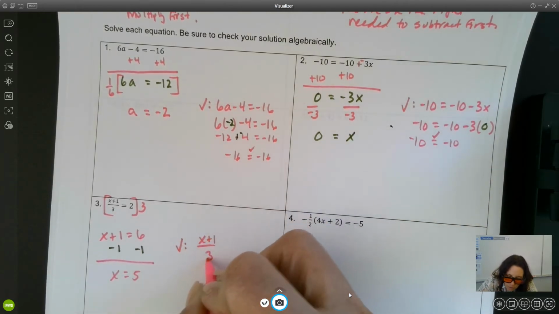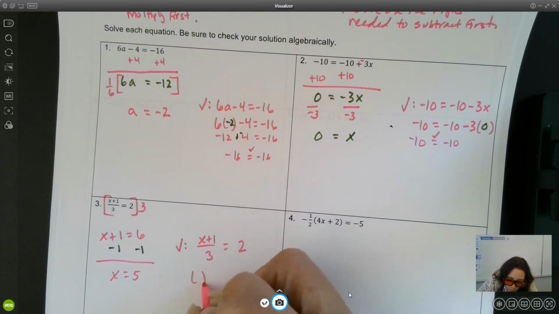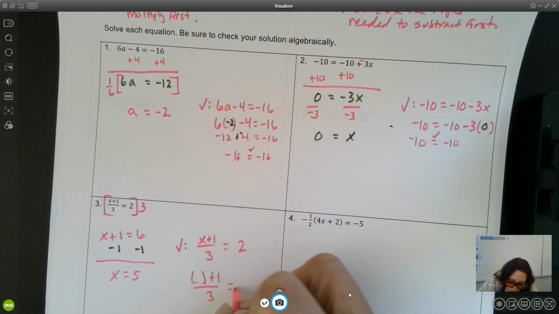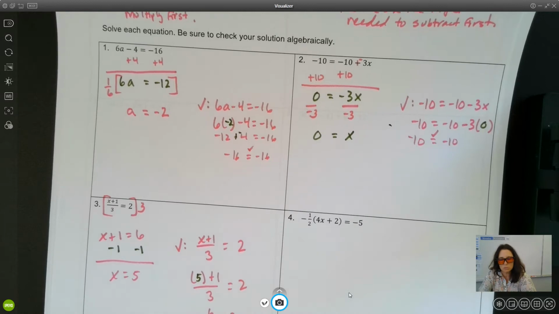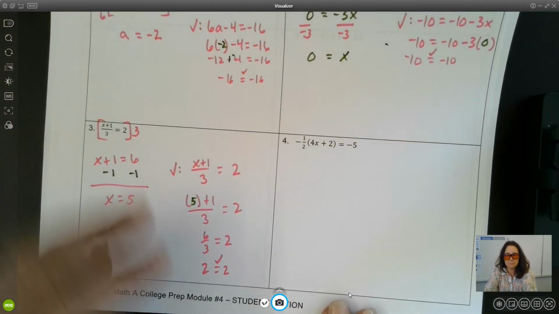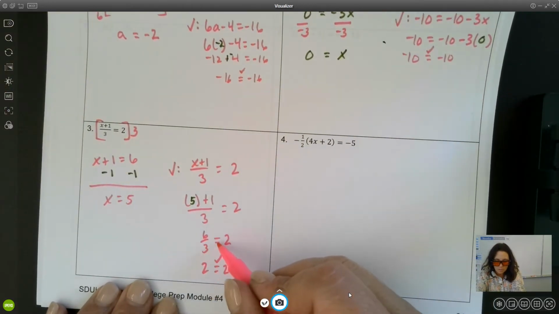x plus 1 over 3 equals 2. Parentheses, plus 1, over 3 equals 2. Throw a 5 in. 6 over 3 equals 2. Sure enough, 2 equals 2. I need to scooch that up. 6 over 3 equals 2, and then 2 equals 2.